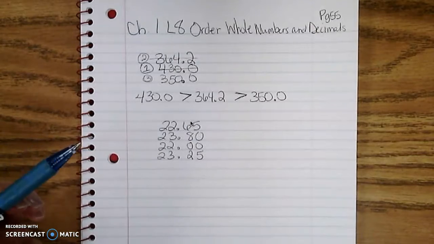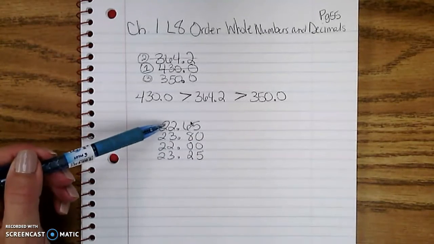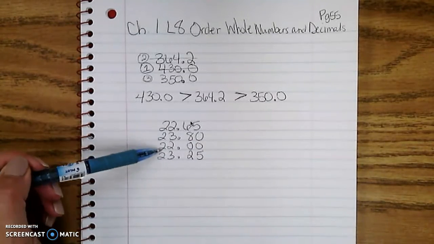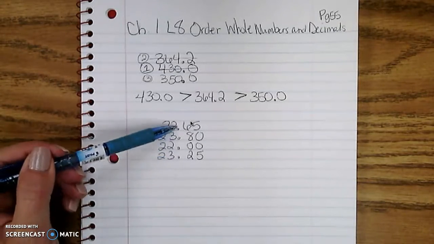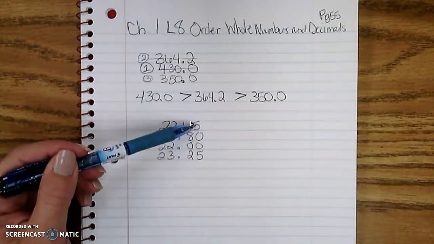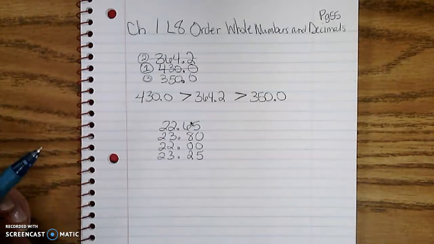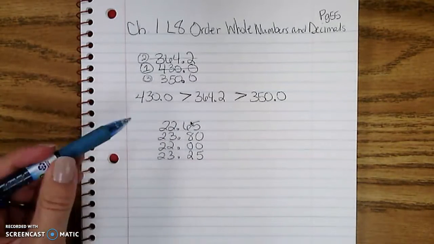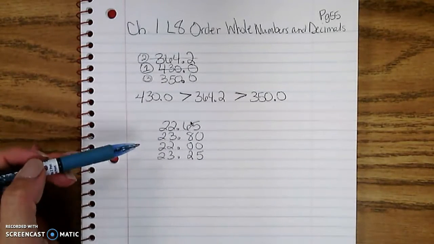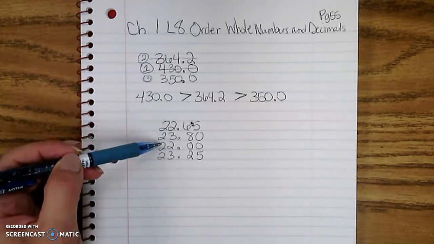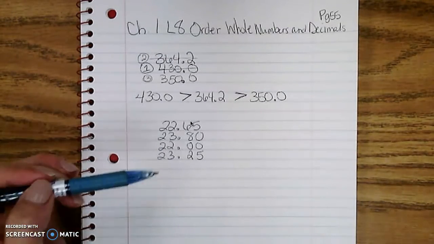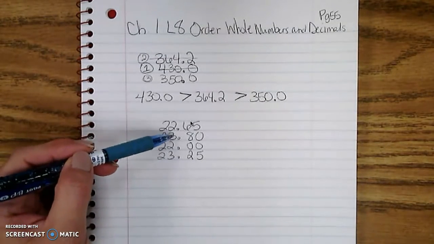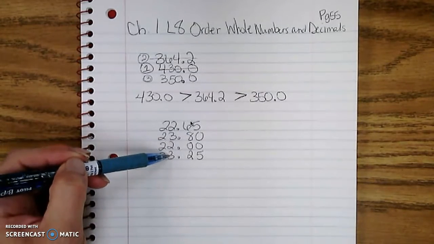Notice I stacked them, meaning I have the tens place all over the tens places. Here are the ones places all in line. Here are the decimals in line, the tenths in line, and the hundredths in line. And so then I start in my greatest place value on the left, and I have a 2, a 2, a 2, and a 2. That does not tell me anything, so I have to move over to the next place value. Here I have a 2, a 3, a 2, and a 3.